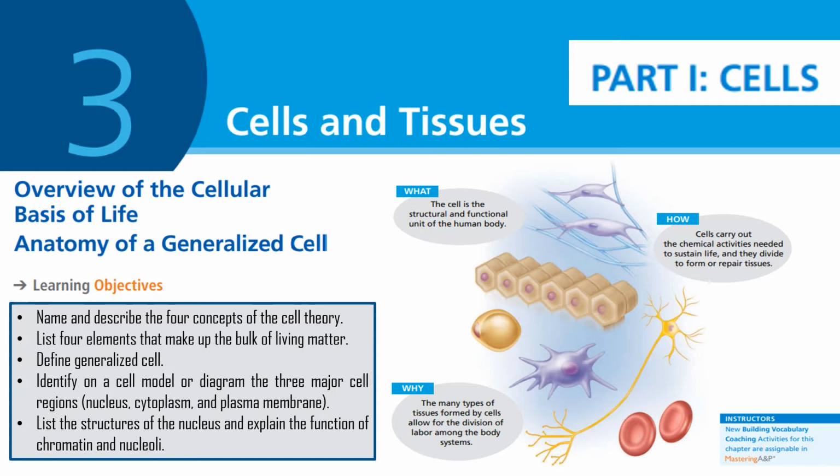So, the learning objectives for today's lesson are the concept of cell theory, the elements that make up the bulk of living matter, and the definition of generalized cells. We'll cover the three major components or regions of a cell, which include the nucleus, cytoplasm and plasma membrane, and then we're going to list the structure of the nucleus and explain the function of chromatin and nucleoli. Let's begin.